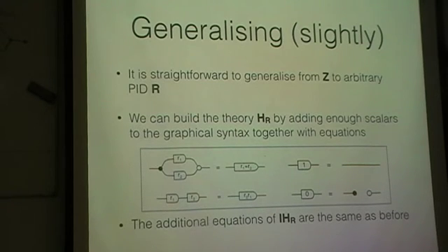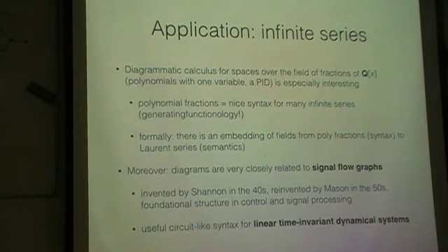So, in the proof, I told you that we want to construct pullbacks and push-outs of matrices. To do this, all we need to really know is that the underlying ring is a PID. So all of this goes through the same way. We get the same equations. In particular, one thing that's quite interesting is a diagrammatic calculus for spaces over the field of fractions of, let's say, the polynomial ring Q[x]. Or any other field. I mean, Q is just an example, you can start with any field you like.